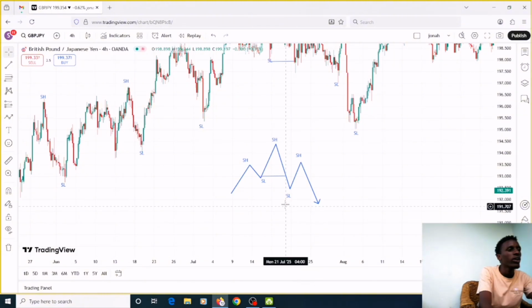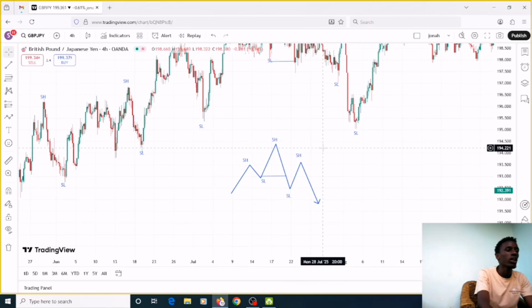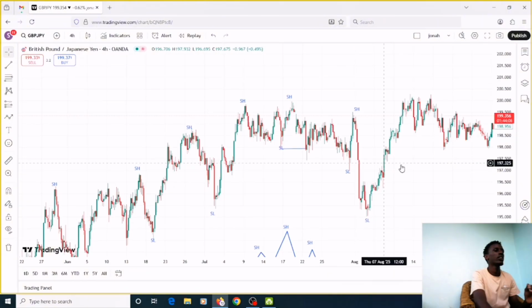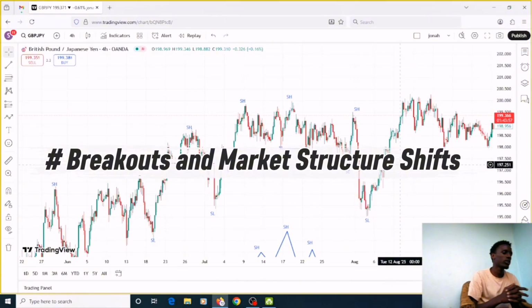So this alone shows that structure has changed, so we actually start forming new swing lows and swing highs, but in the bearish direction. So they can also be used to show trend in the market. So guys, I don't know if you've seen how swing highs and swing lows are used in identifying market structure. That takes me to the breakouts and market structure shifts.